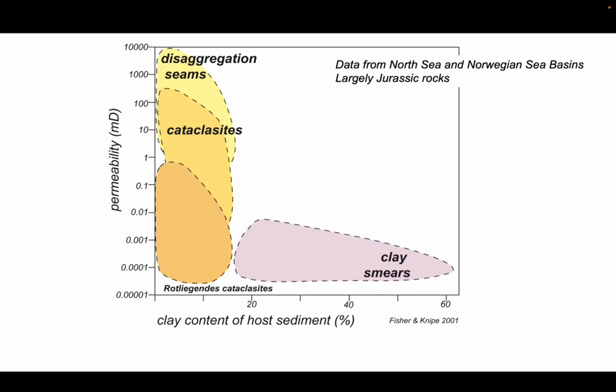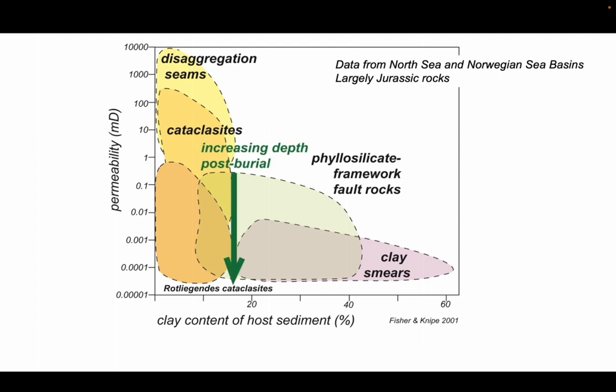What now about the impure sandstones? Well, they plot here. This is the phyllosilicate framework fault rocks, sort of halfway between the clay smears and the cataclasites of the clean sandstones. The range in permeability of the phyllosilicate framework fault rocks relates to the burial depth of the fault zones. Compare that with the clean sandstones. They too show radically decreasing permeability with depth.